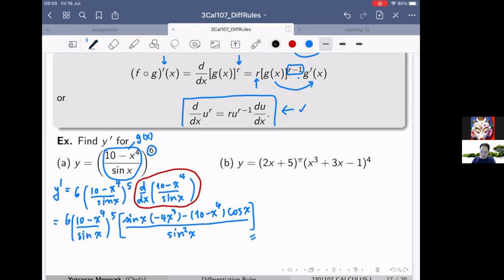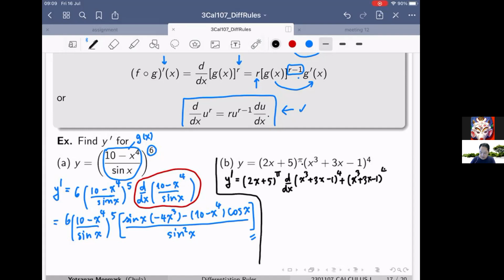Okay, how about this one? This one, at the beginning you see that you've got two functions multiplying. So you need to use the product rule first. So your y prime becomes what? The first, and then the derivative of the second, plus the second, and then the derivative of the first.